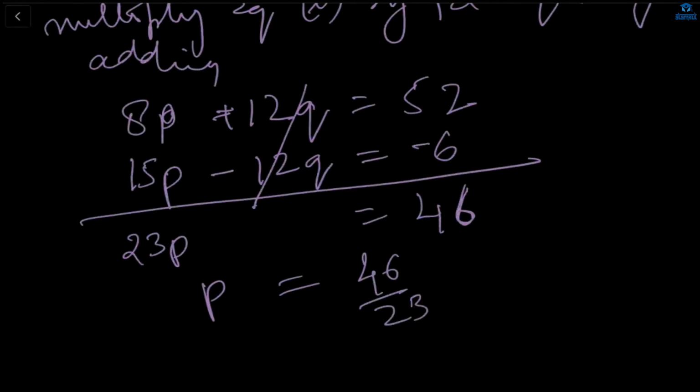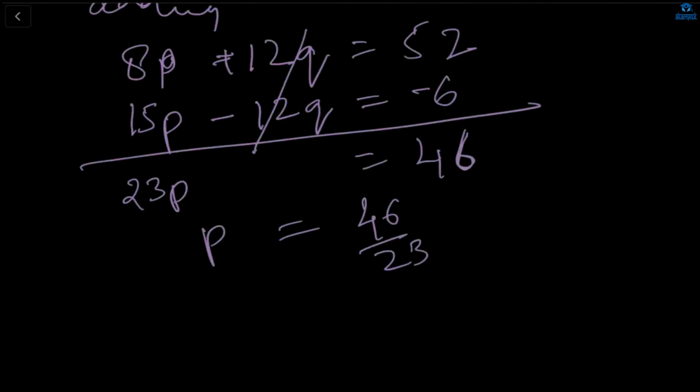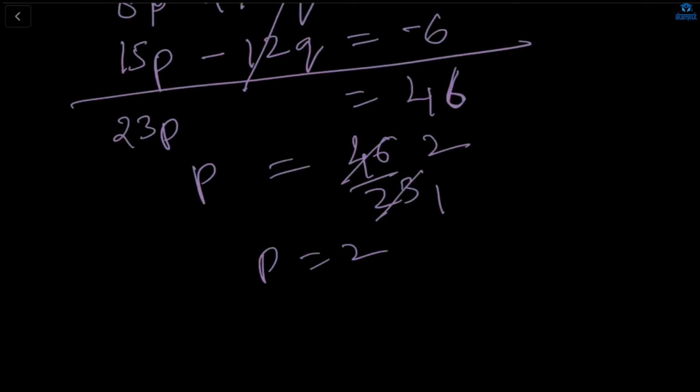Okay. Understood, Sophia? Yes, ma'am. Okay, now we can cancel this more. 23 twos are 46, so p value is equal to 2.